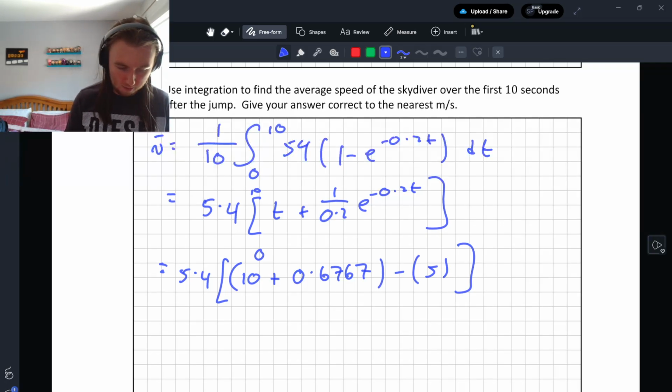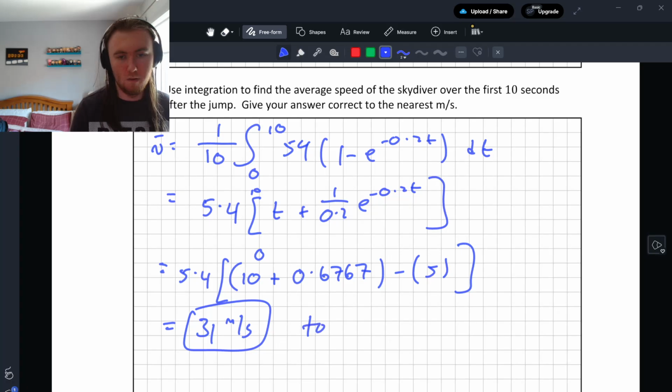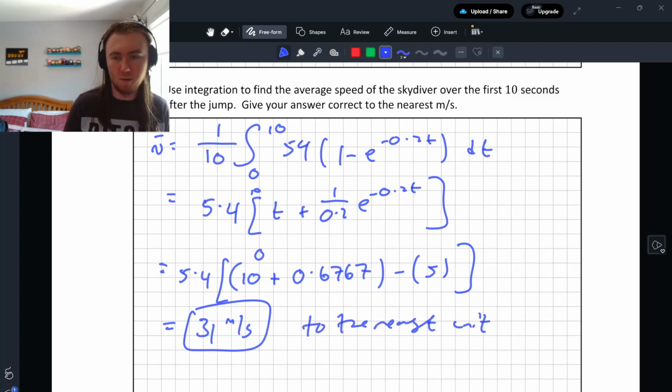Okay, so we have 5.4 times, well, 10 minus 5 is 30 point, well, nearest meter per second is 31. I pray to God I haven't done stupid calculator errors.